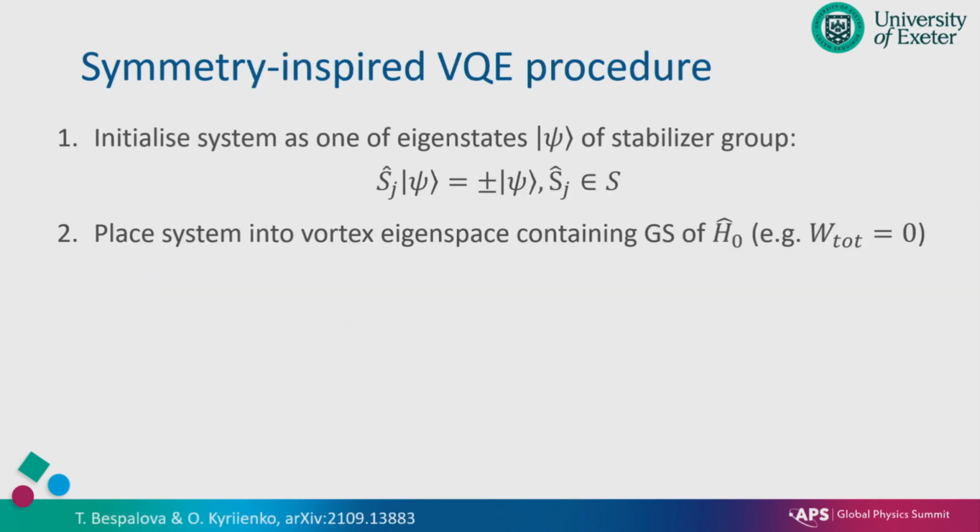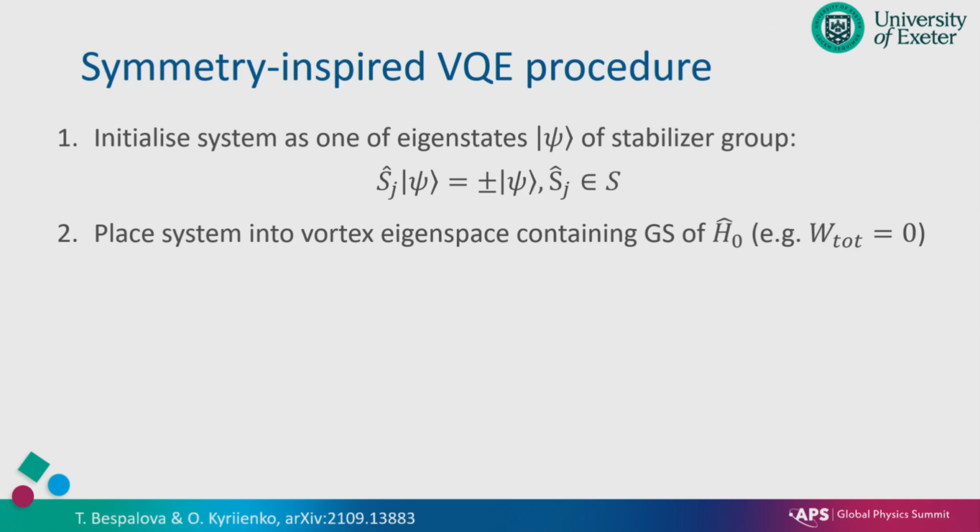And so we can use these symmetries to actually help us with the VQE, as we know that initial state preparation is often very important in this process. So first, what we can do is initialize the system as an eigenstate of our stabilizer group. So we do these projections with our plaquette operators and our loop operators to actually prepare this initial state. And then we can place the system into the correct vortex eigenspace.